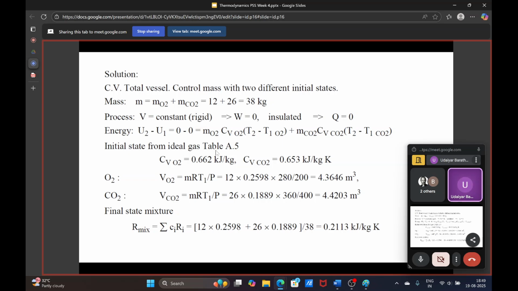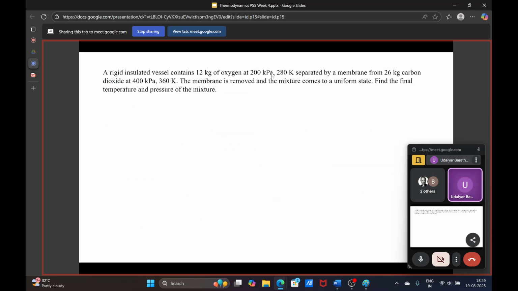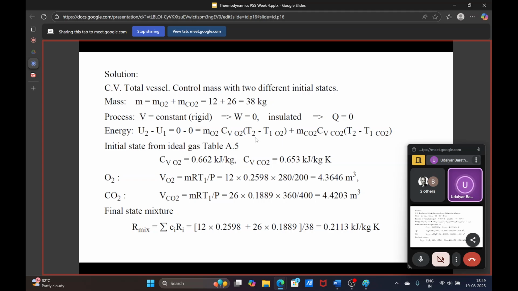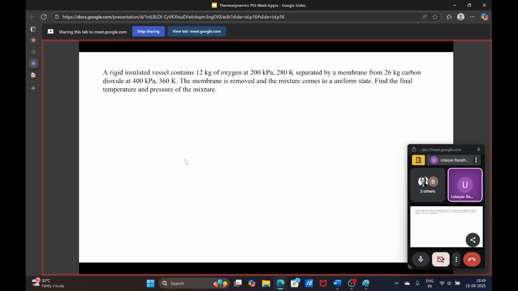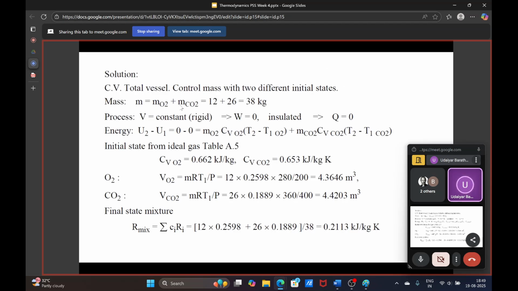So for the initial state, Cv of oxygen is 0.662 kilojoule per kg Kelvin and Cv of carbon dioxide is 0.653 kilojoule per kg Kelvin. So we know this, we know the masses, we know the initial temperatures, so we can estimate T2. And what else is asked? The final pressure also has to be found out.